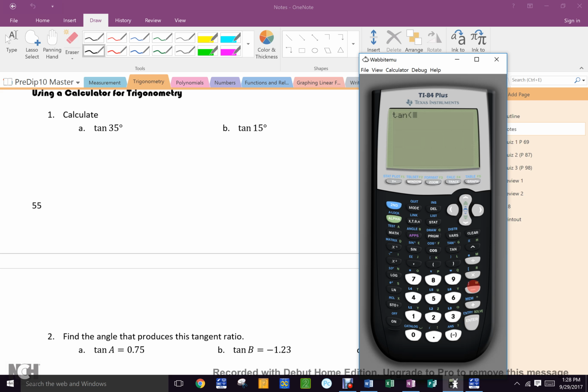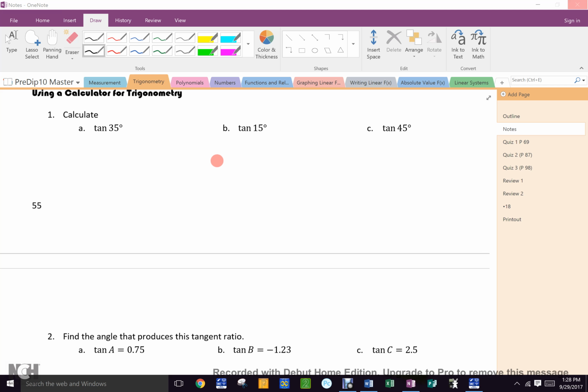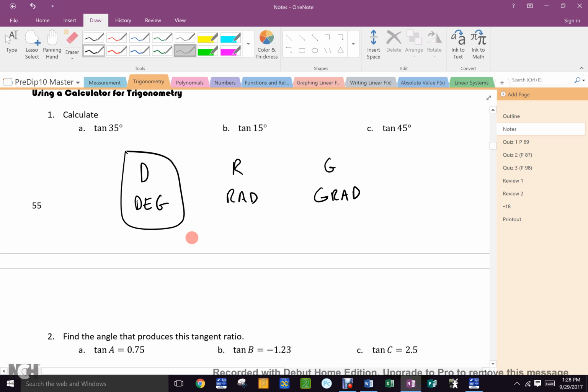Next thing I want you to look for on your calculator. Everybody except the people that have a calculator like me. On your calculator screen, which will be a big gray rectangle, look for the letter D or the word D-E-G. Or look for R, R-A-D, or look for G, G-R-A-D. If you have that, relax, take a breath, chill. If you have either of these, put your hand up.